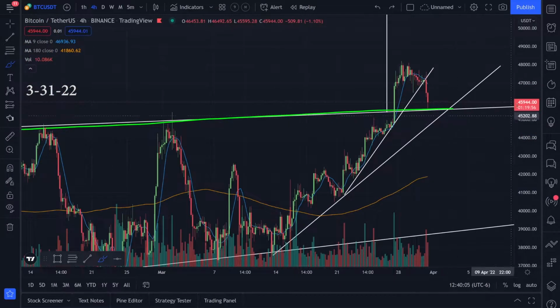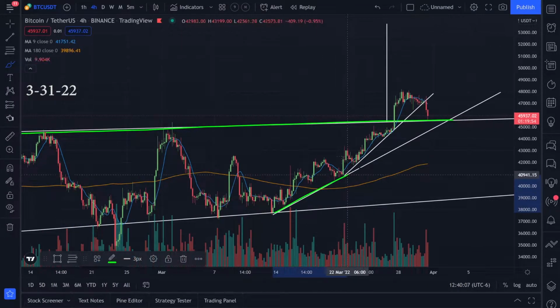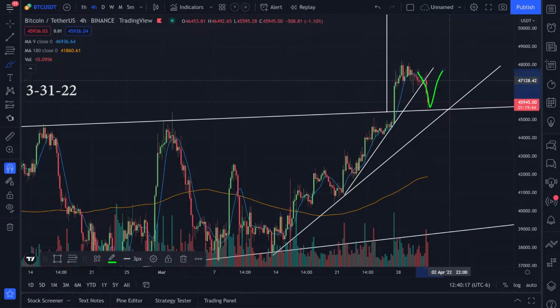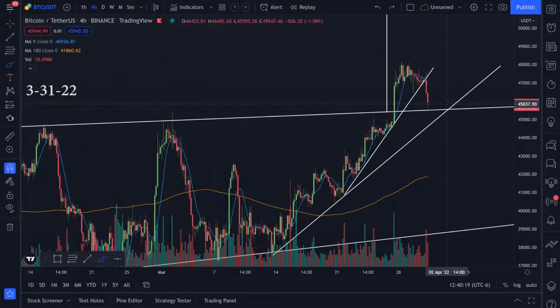The other thing I was watching is, like I said, this other trend line right here. So until we break this top resistance and this lower trend line, then I'm still thinking that it's possible that we could get a bounce. It does look like we're kind of bouncing right now, but we're gonna have to wait and see.